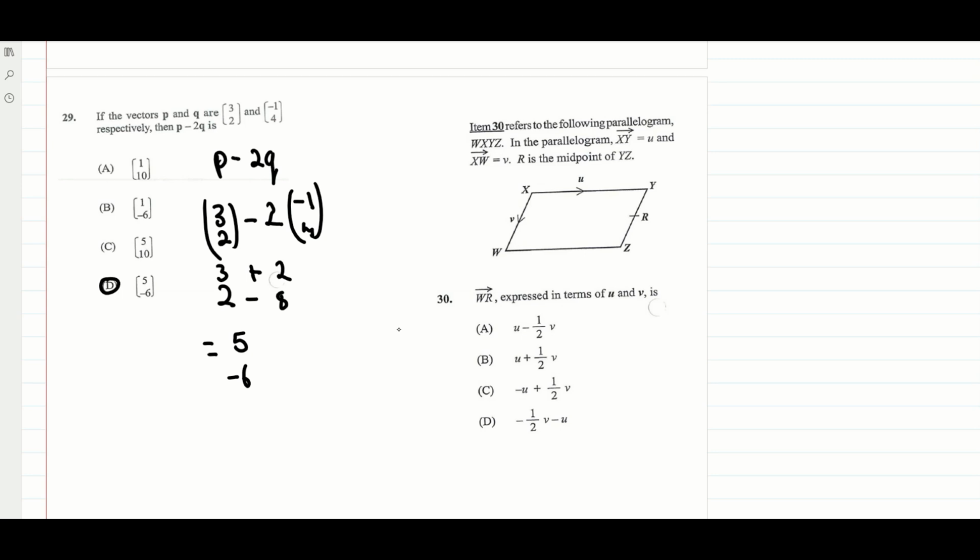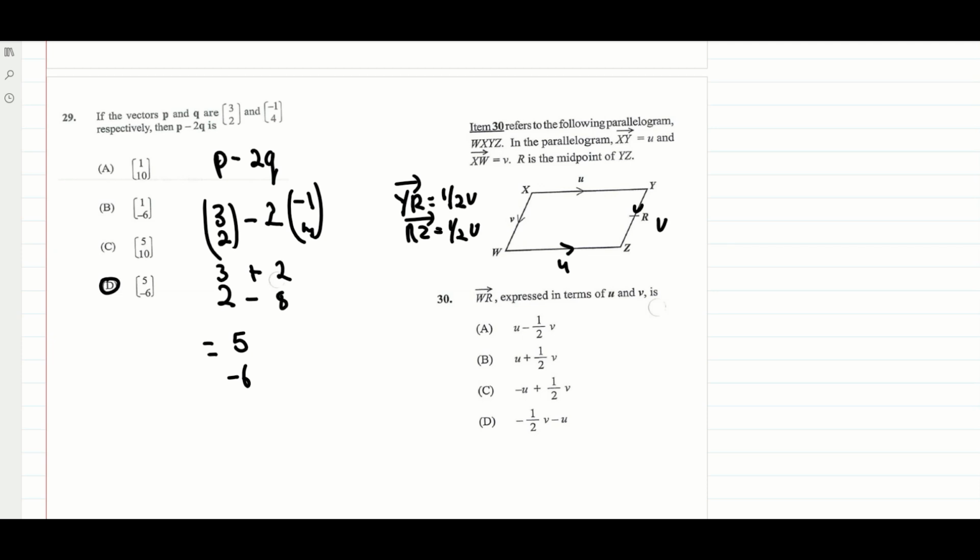Right, item 30 refers to the following parallelogram. XY is equals to U and XW is equals to V. Please note if it's a parallelogram, then WZ is also equals to U, and this here, YZ is V, right? Because R is your midpoint, then YR is equals to half V, and RZ is equals to half V.